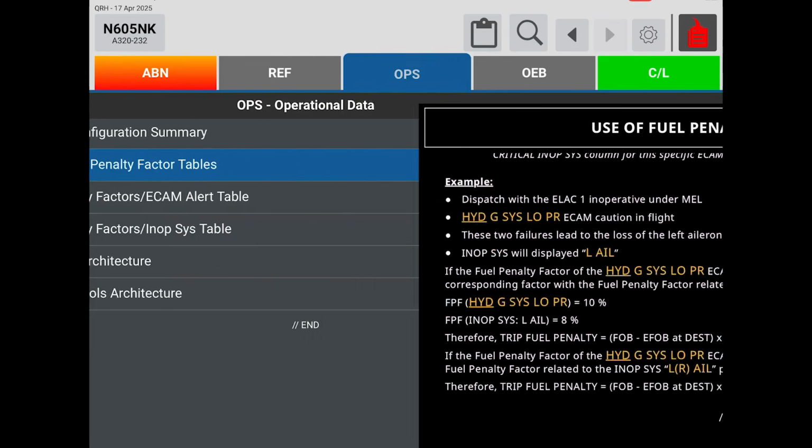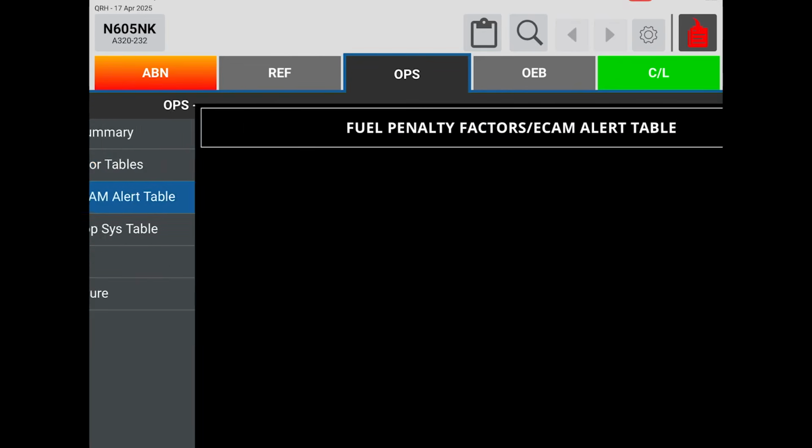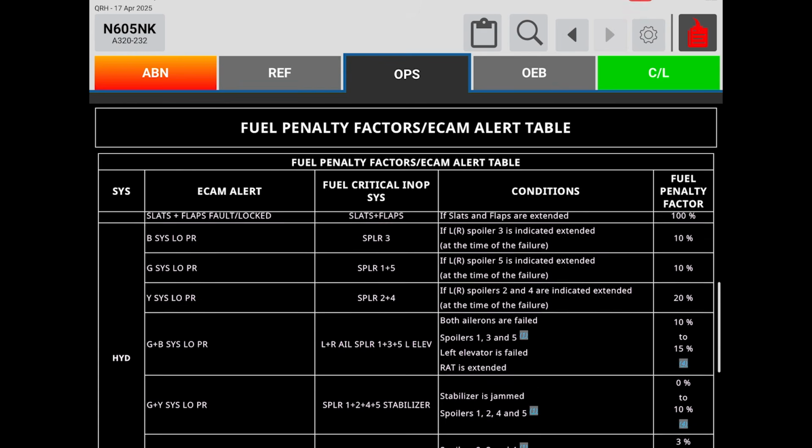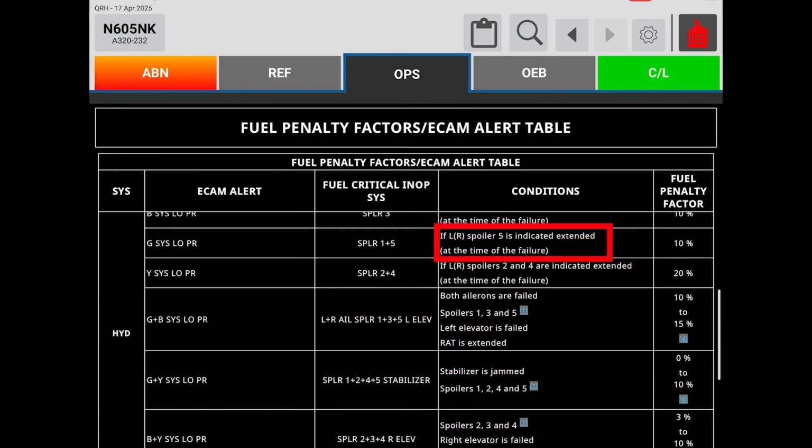Next, you would proceed to the fuel penalty factors table. You would find your failure, then determine whether or not your failure meets the condition for which a fuel penalty would apply. Then you would obtain the fuel penalty factor and calculate the actual fuel penalty. In our case, we would only calculate a fuel penalty for the green system low pressure only if spoilers 1 and 5 indicate deflected, which is not the case in our scenario.